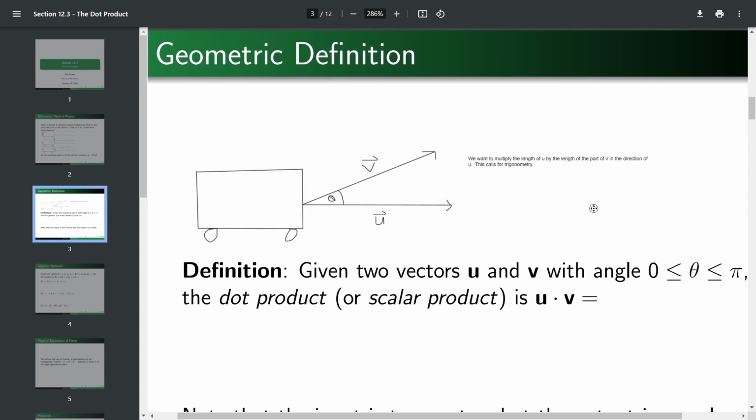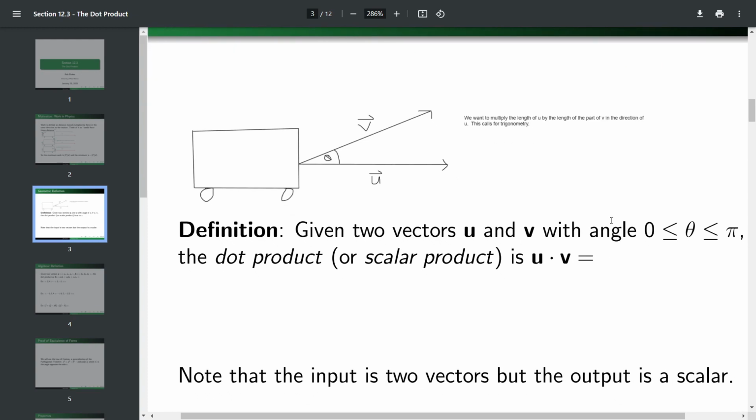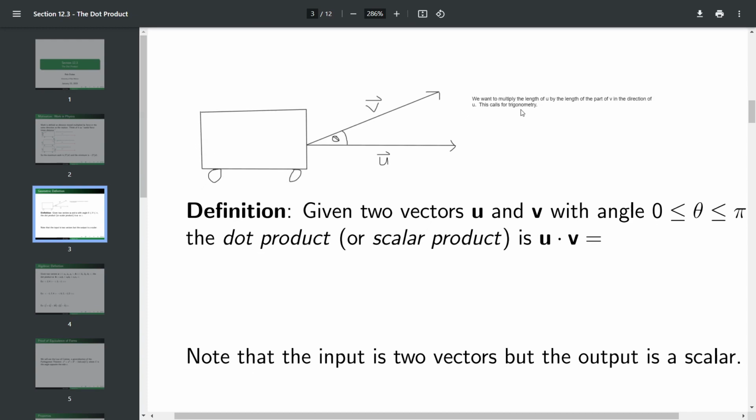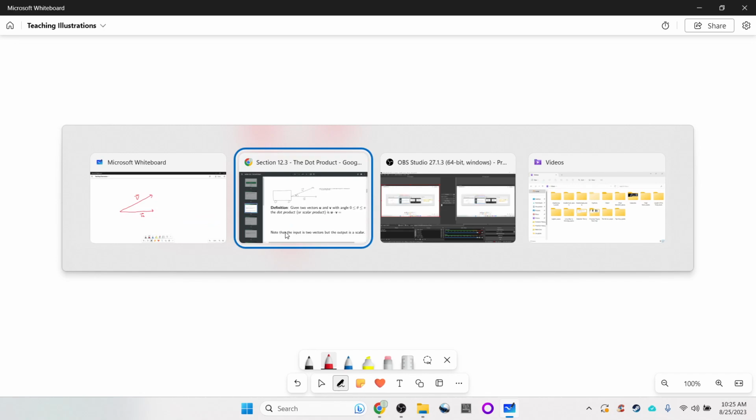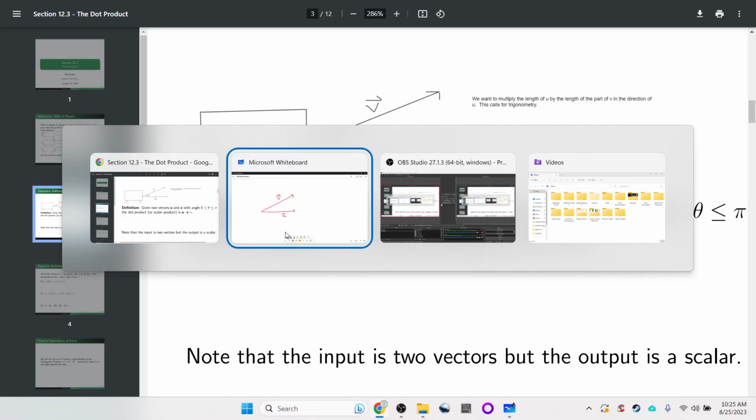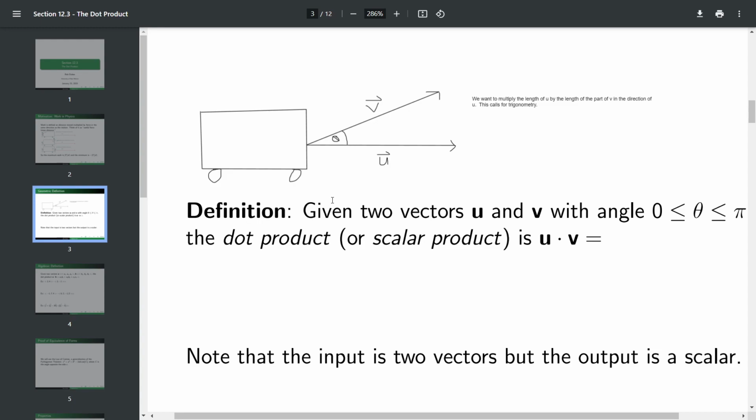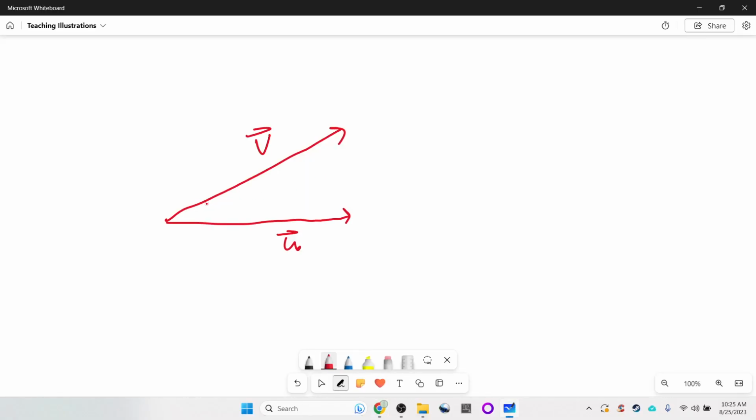So the geometric definition here is that we have two vectors u and v with an angle theta between them. The dot product is called u dot v, and we have to do a little trigonometry here. Here is v, here is u. U is on the bottom, yeah. And so the angle here is theta.